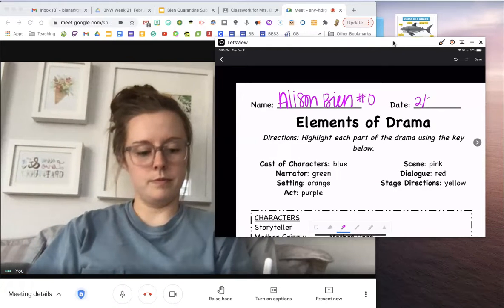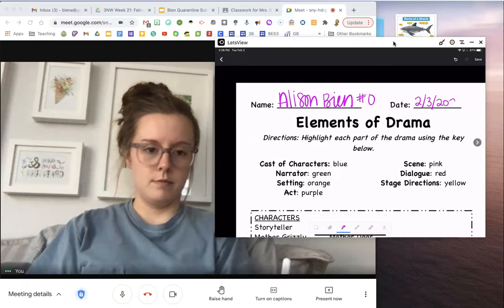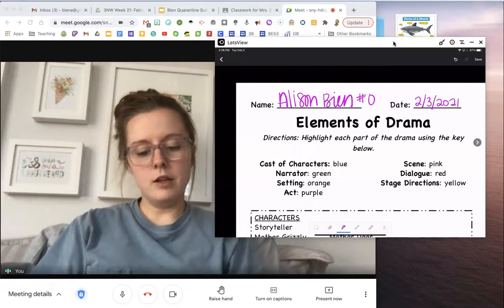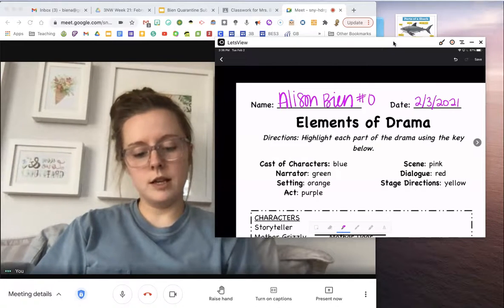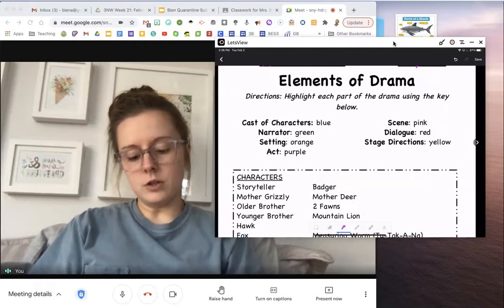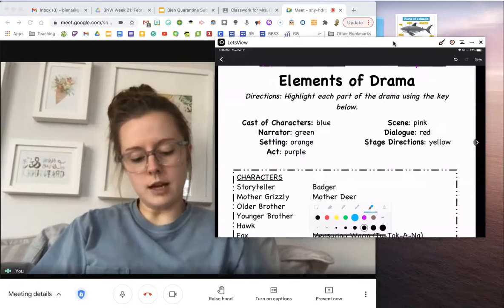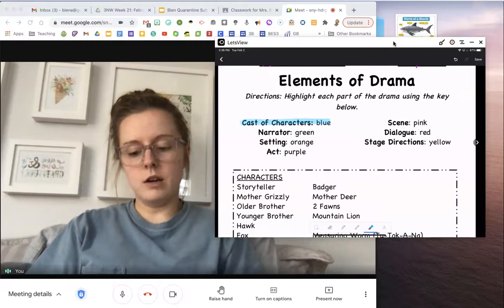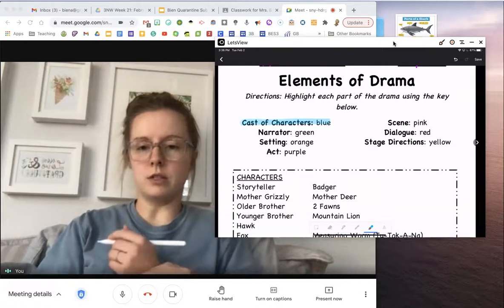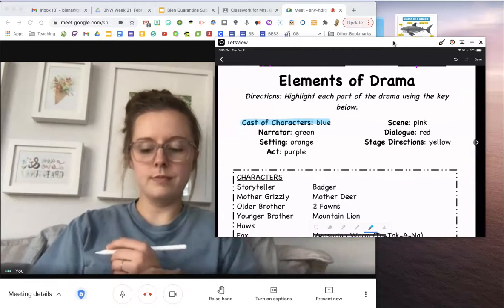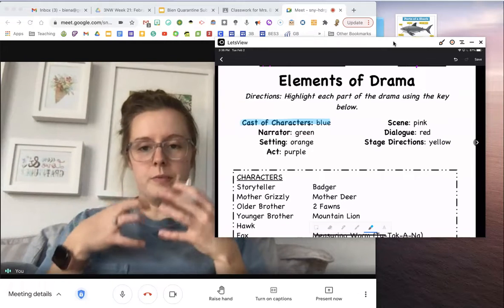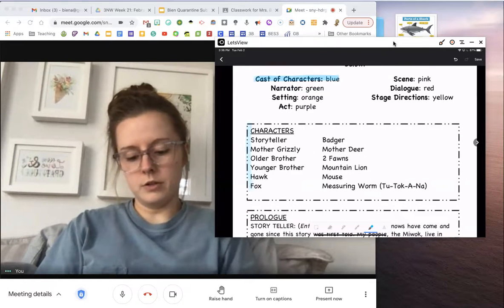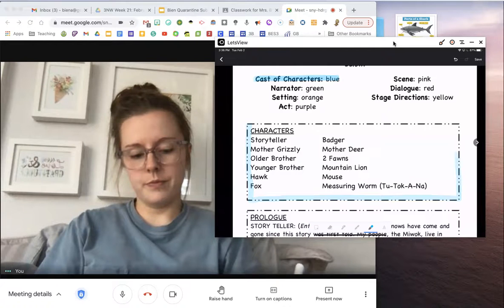The 3rd. Okay. Elements of drama. Highlight each part of the drama using the key below. Alright, so cast of characters. They want us to highlight our cast of characters blue. Do you remember what a cast of characters is? I think that Bryson is the one who told us this the other day. Right, it's a group of the people that are acting in the play. So that would be this part right here.